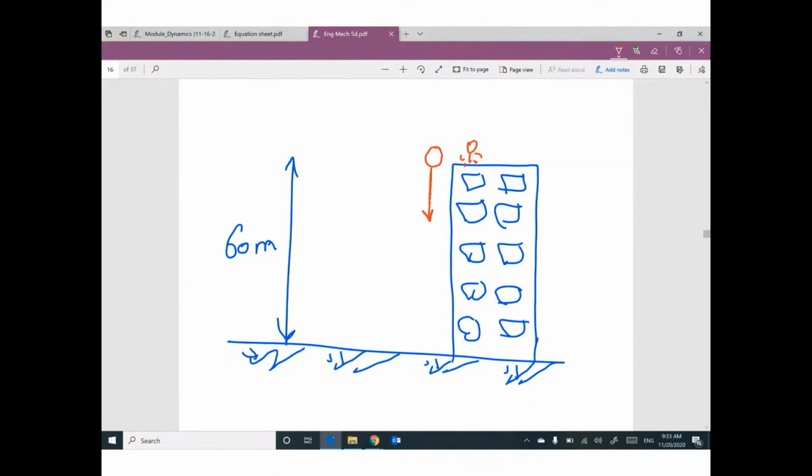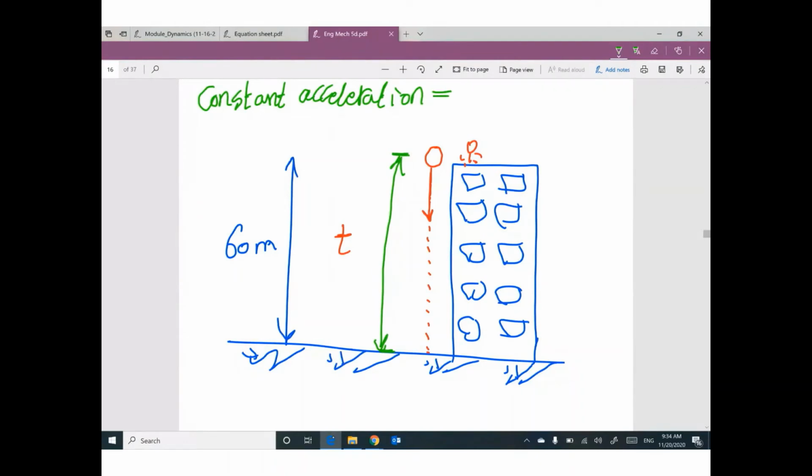We need to get the time needed for the ball starting from this position until hitting the ground. What is the time required for this ball to hit the ground surface? Do you think we are talking about constant acceleration? If yes, what is the value of this acceleration? This is a question. Do you think we are talking about constant acceleration?